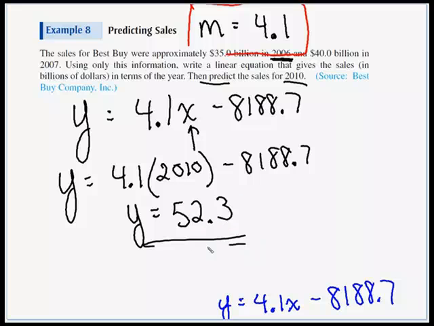And let's ask ourselves, does that answer make sense? In 2006, almost 36 billion. Next year, 2007, it went up. So we should expect it to go up every year. 2007, 2008, 2009, 2010, we're up to 52.3 billion. So the answer does make sense if we continue to follow that linear growth pattern.